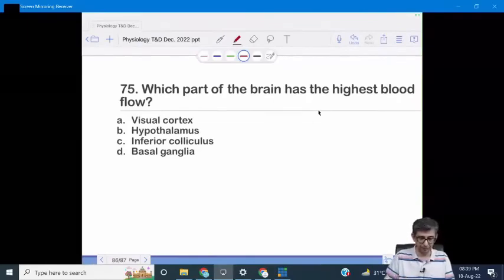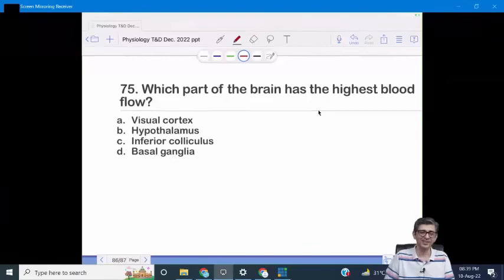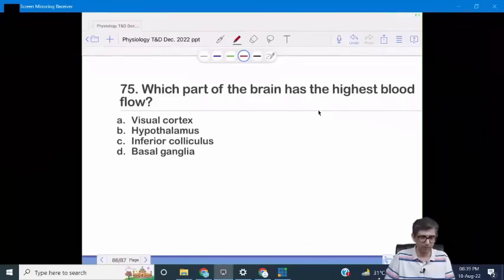Okay, A is visual cortex, which is not the answer. It's not even B. Now all of them are done, ABCD. Some question should have been there which you were not able to answer. The correct answer is C.